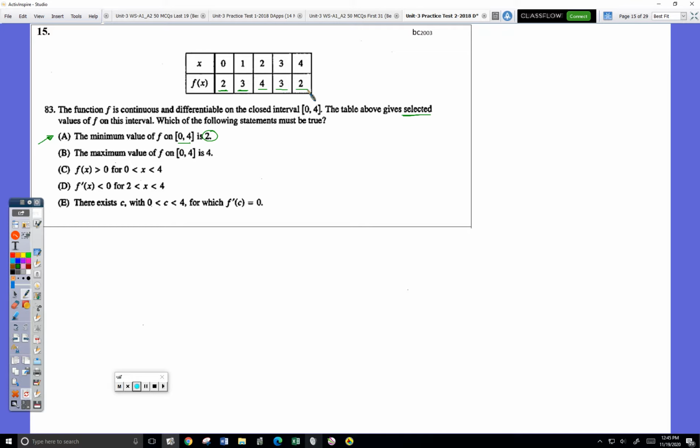B is exactly the same logic. Exactly the same logic. Question. Is that bothering anybody?